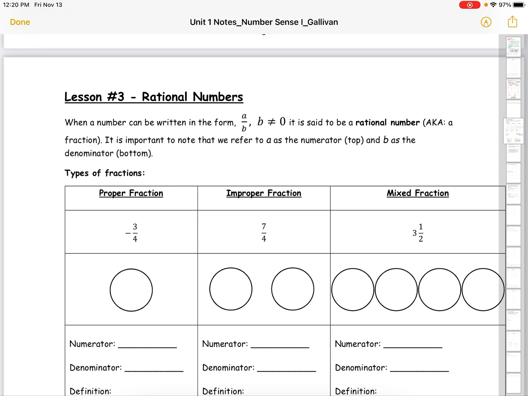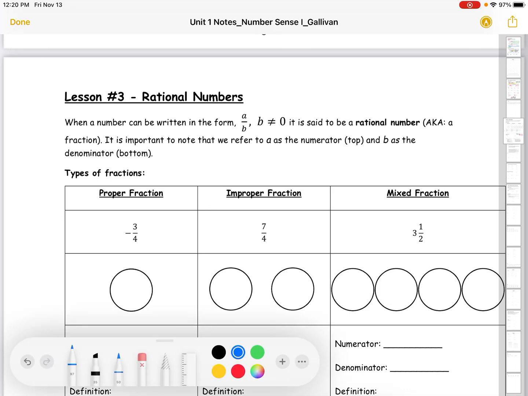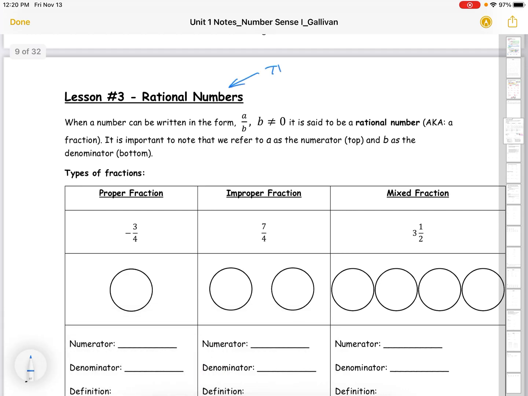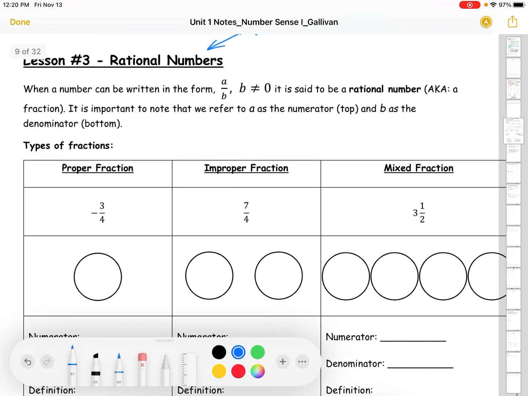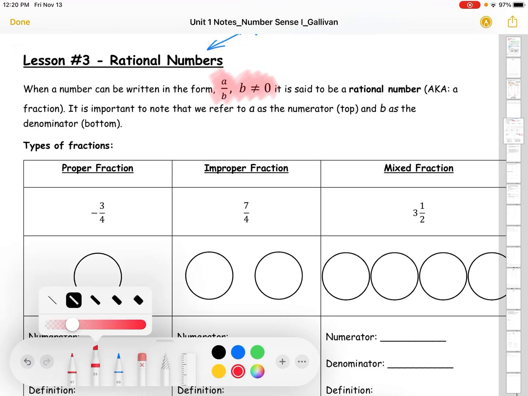So, lesson 3 in number sense 1, we're doing rational numbers. When we think of rational numbers, a lot of times what we're looking at is something that can be expressed as a fraction. So think fractions, okay? But we call these rational numbers. When we have a number that can be written in the form a over b, where b is not equal to 0, it is said to be a rational number, okay?